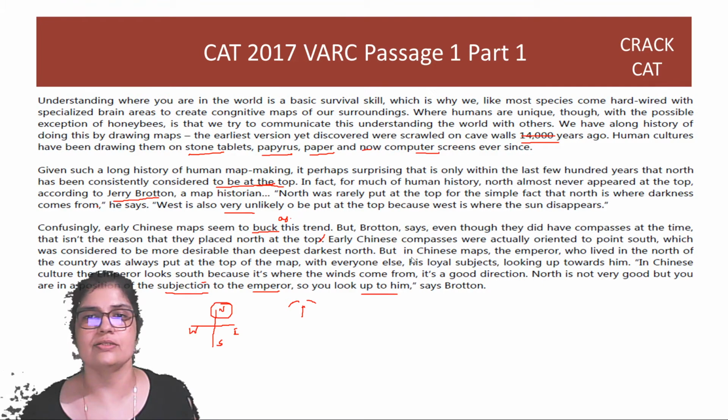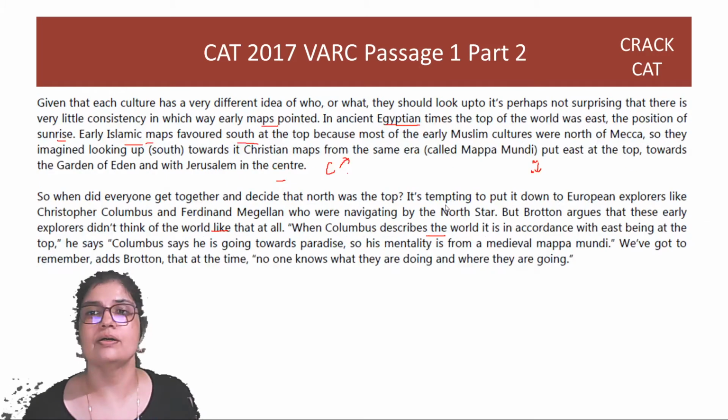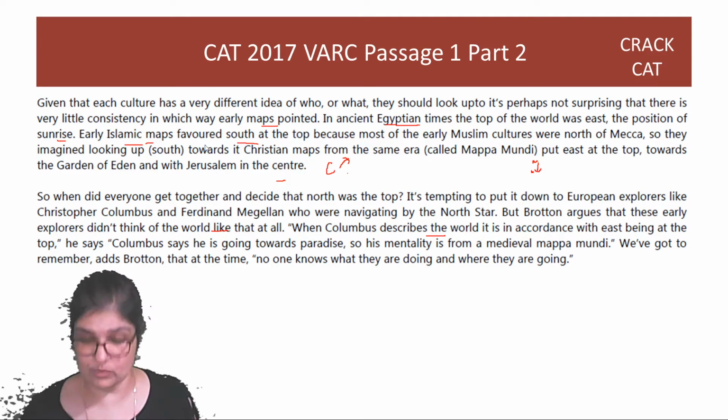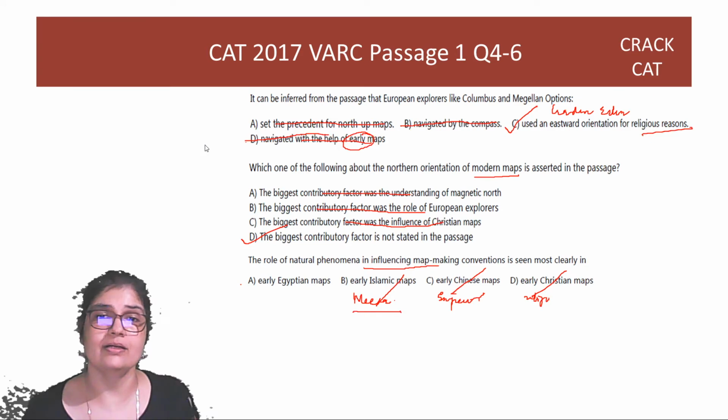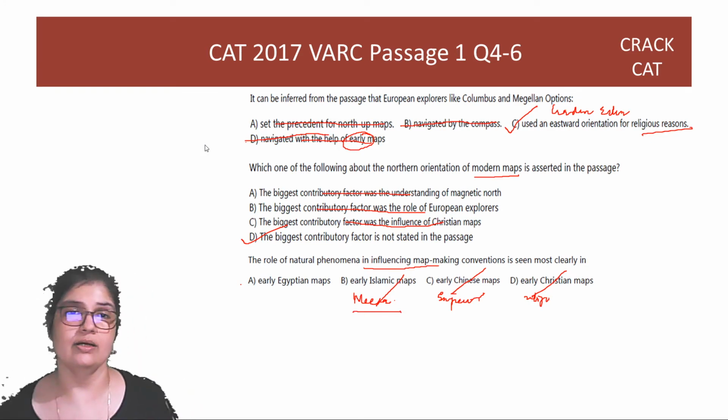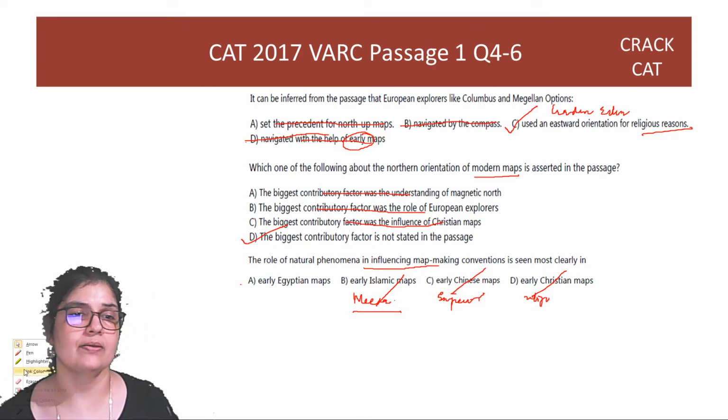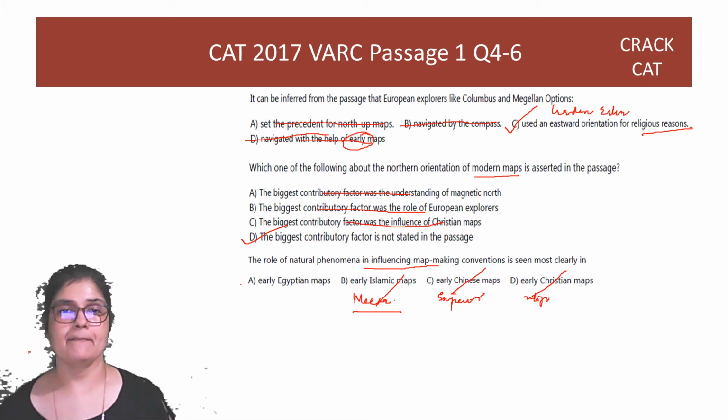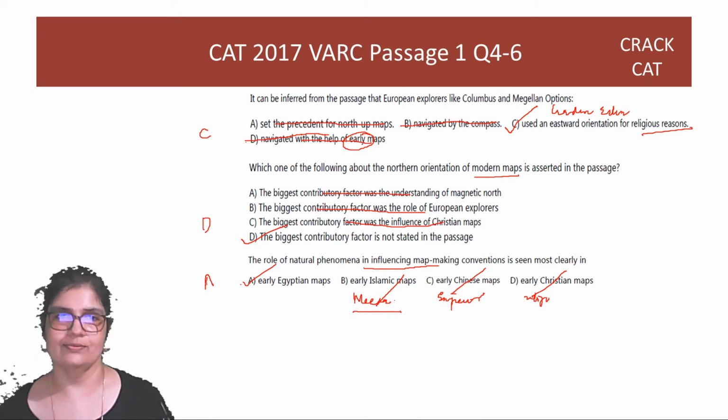Where is it? I think it's on the next page. Yeah. The top of the world was east because that's where the sun rose. Now, sunrise is a natural phenomena. So the only possible option is A. Right? So fourth question, it is C. This is D and this is A. Right?